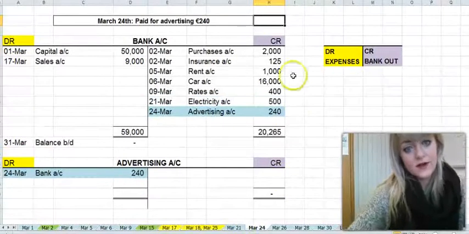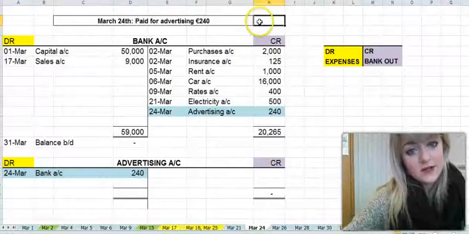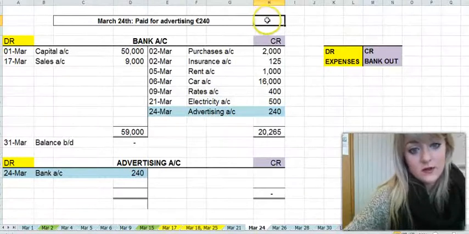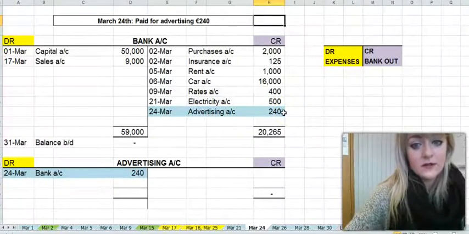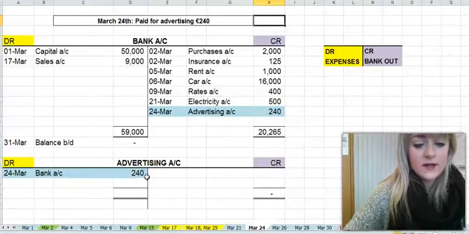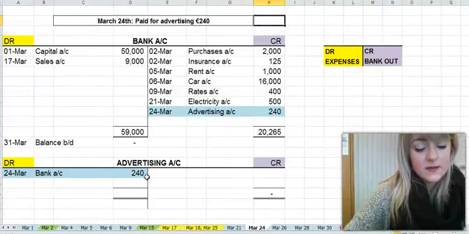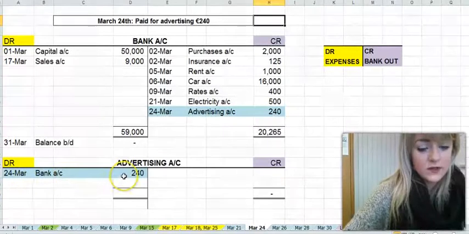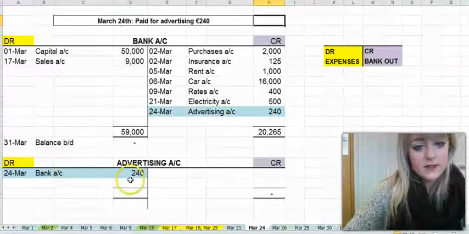So then on the 24th of March, Kate paid for advertising of €240. Again, it's money out of her account. €240 has left it. So we credit our money out. Corresponding debit entry is our expenses. So we debit our expenses always, so the advertising account is hit. 24th of March, €240. So advertising account, we debit our expenses.